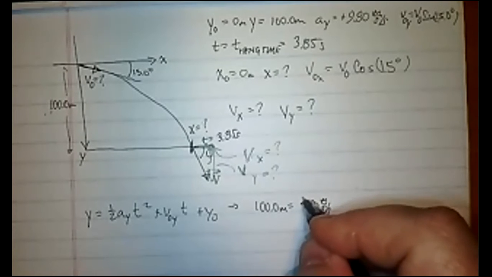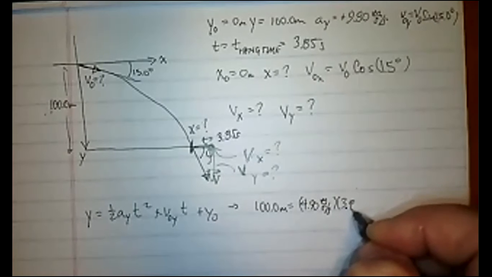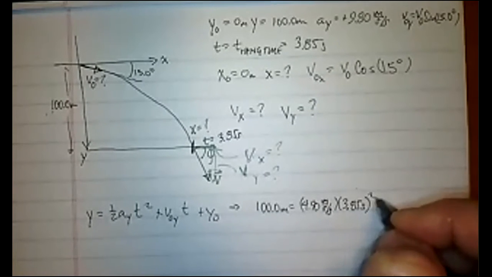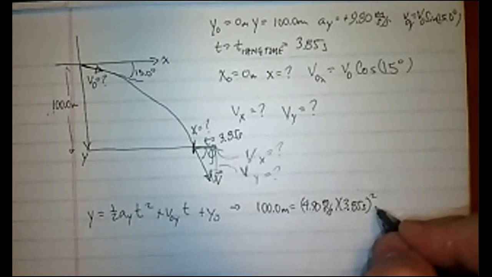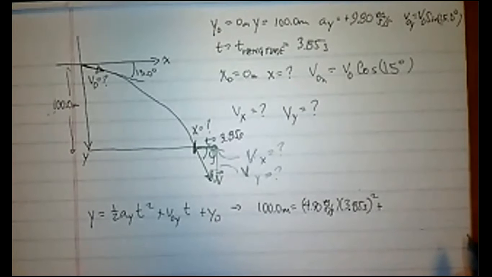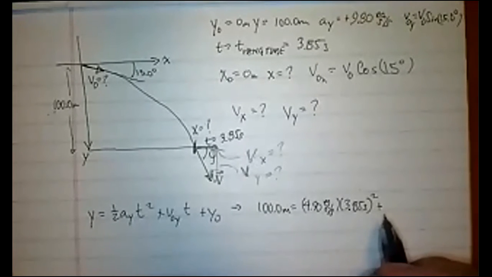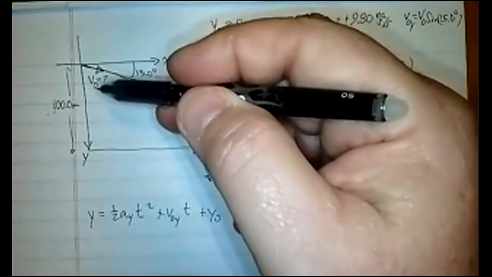Now, that times 3.85 seconds squared. So now I've got the 1/2 the a and the t squared, plus, now I've actually taken time to calculate what the cosine of 15 is and the sine of 15 is. So the y component is actually going to be positive. Now, when you're thinking about this, look at this equation. Y is the distance away from the origin.